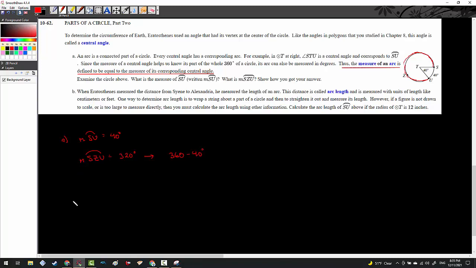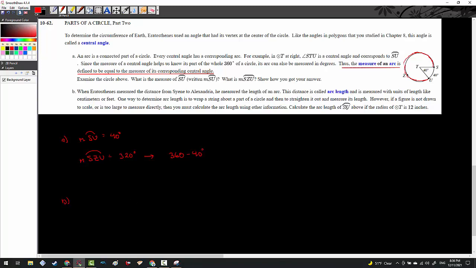It says in part B, when Eratosthenes measured the distance from Syene to Alexandria, he measured the length of an arc. This distance is called an arc length. So here we are, back to arc length again. It says measured in units of length like centimeters or feet. One way to measure an arc length is to wrap a string around a circle and straighten it up to measure its length. However, if the figure is not drawn to scale, you must calculate the arc length using other information. We already have a formula for this.